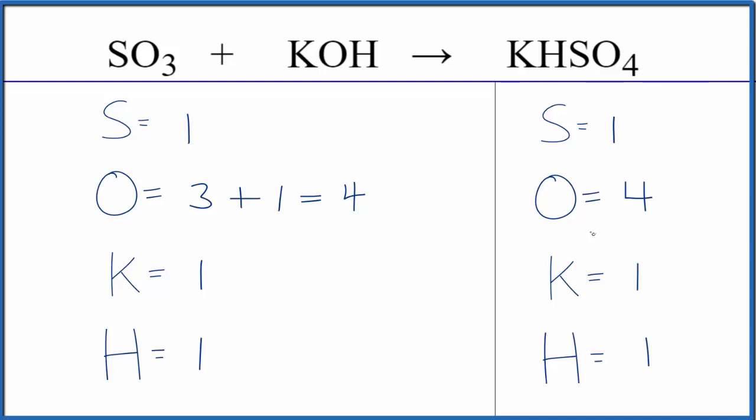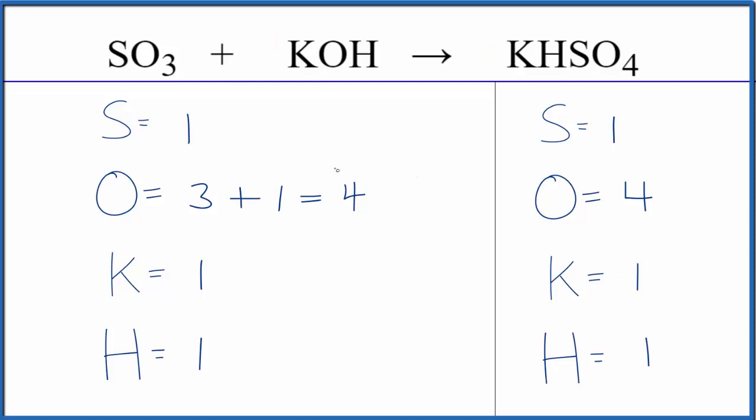That means that this equation is already balanced. We have one sulfur on each side, four oxygens on each side, and then potassium and hydrogen. So this is the balanced equation for SO3 plus KOH. If you were asked to report the coefficients, you could say 1, 1, 1, but we don't usually write those.